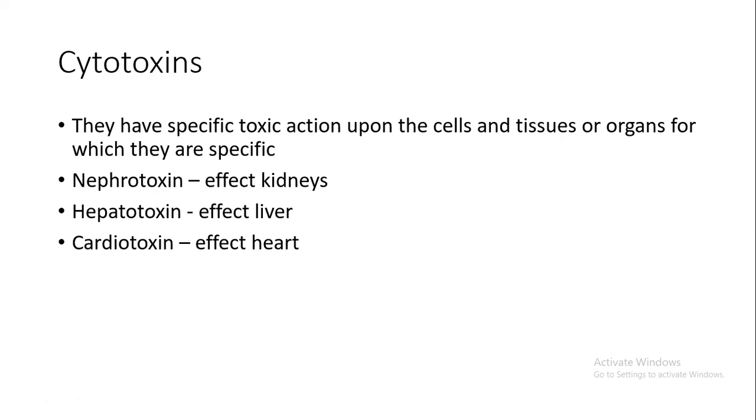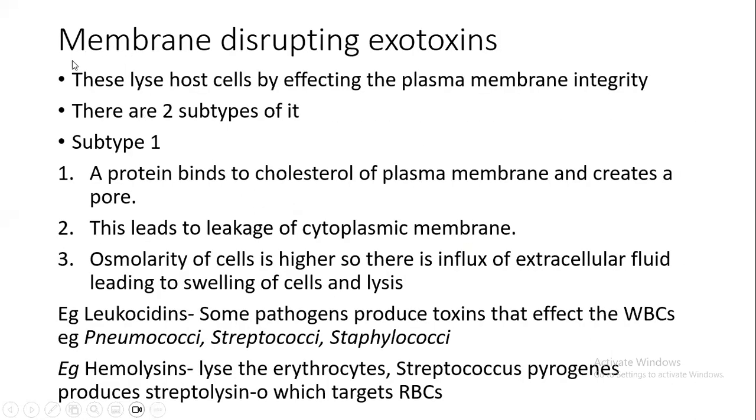Then the third category of exotoxins are cytotoxins. These have specific toxic action upon the cells and tissues or organs. For example, nephrotoxins will affect the kidneys, hepatotoxins will affect the liver, and cardiotoxins will affect the heart. So they have a specific mode of action as well. They basically are membrane disrupting exotoxins, which means they are going to affect the plasma membrane, and they can be divided into two subtypes.